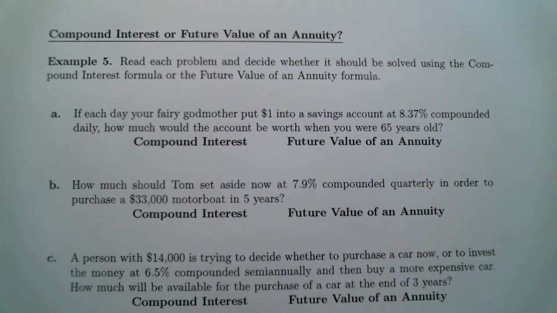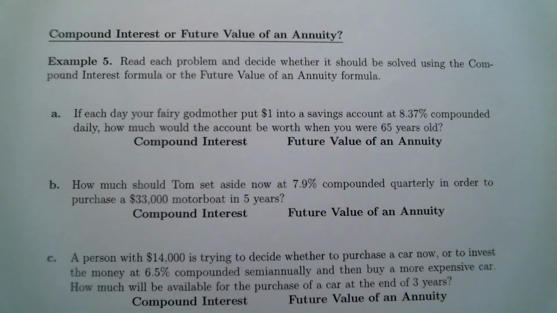In example 5, I have 11 different situations listed out, 11 different word problems. We are not going to solve them yet. We will actually solve these problems later in this lesson. But for right now, what I want you to do is what the directions say. Read each problem and decide whether it should be solved using the compound interest formula or the future value of an annuity formula. Before you continue watching this video, I want you to try this on your own.